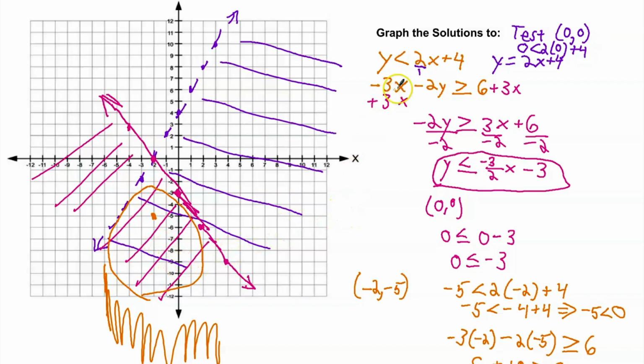Bottom line, peeps, graph each inequality like you know how, like you did in single linear inequalities. And then wherever their shading overlaps, that is the set of all the points that works in both of these inequalities, known as the solution set.